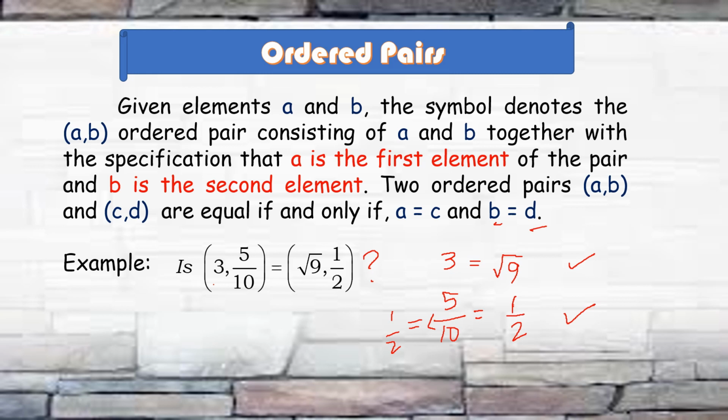Okay? So, again, ordered pairs is (A, B). A is the first element, B is the second element. And two ordered pairs are equal if the first element is equal to the first element of the second set. Ganun din sa pangalawang set.